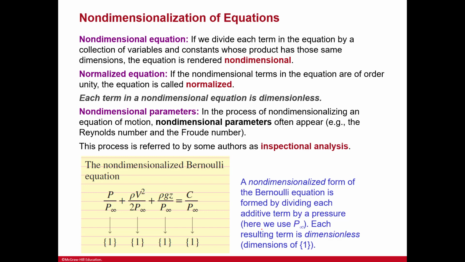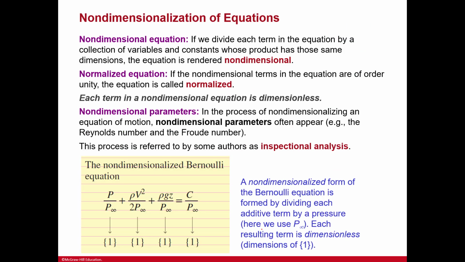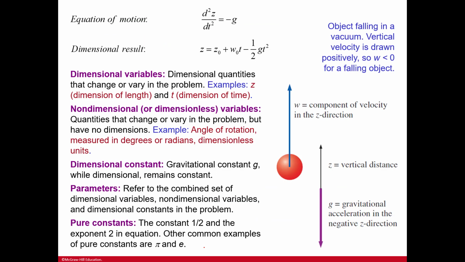The process is referred to by some authors as inspectional analysis. In most of these, the non-dimensional or dimensionless group will just equate to 1. And so therefore it's just dimensionless. Equation of motion, dimensional variables: dimensional quantities that change or vary in time. Examples are z, which is a dimension of length, and t, which is a dimension of time. And so then we have non-dimensional or dimensionless variables, and those are quantities that change or vary in a problem, but have no dimensions. Angle of rotation measured in degrees or radians, dimensionless units.